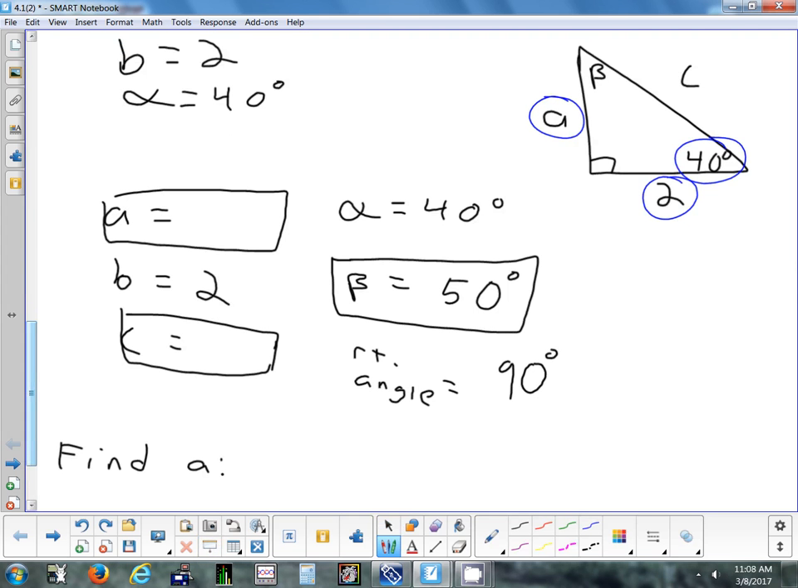Trevor? Alpha's across from... My reason doesn't have to do with placement. It doesn't have to do with where things are. It has to do with something different. Anyone else think they could tell me why I used alpha and not beta? It doesn't have to do with the fact that 40 is smaller than 50. It doesn't have to do with that. But think about alpha and beta. What's a really big difference between this piece of information and that piece of information?